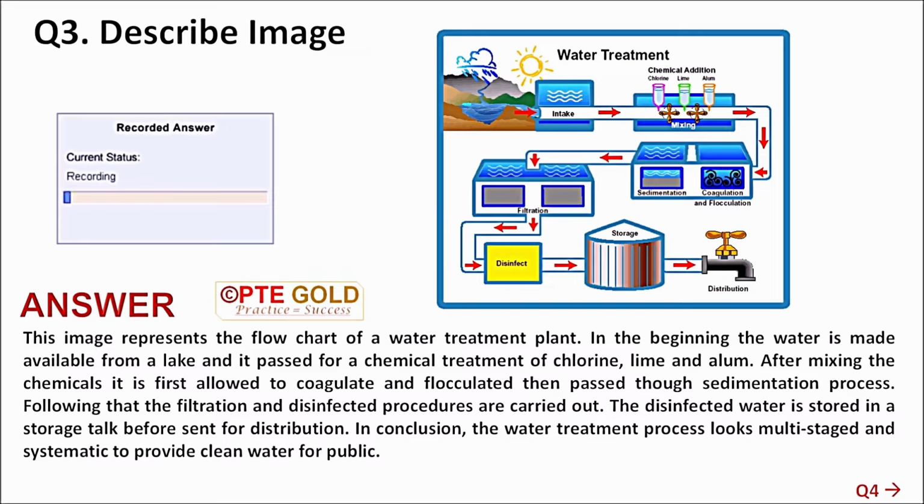This image represents the flowchart of a water treatment plant. In the beginning, the water is made available from a lake and it passes through a chemical treatment of chlorine, lime and alum. After mixing the chemicals, it is first allowed to coagulate and flocculate, then passed through the sedimentation process. Following that, the filtration and disinfection procedures are carried out.